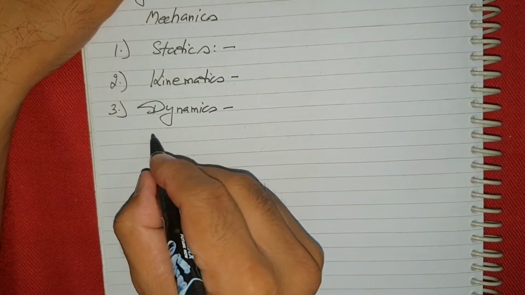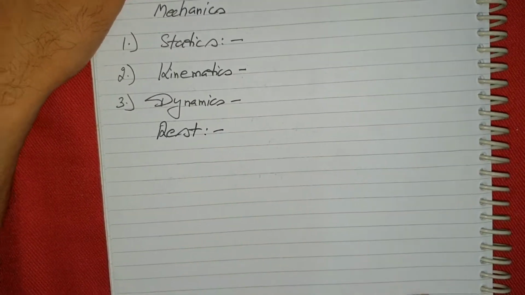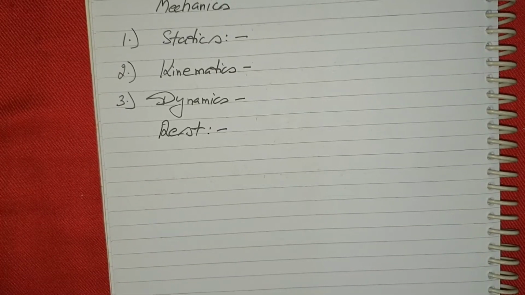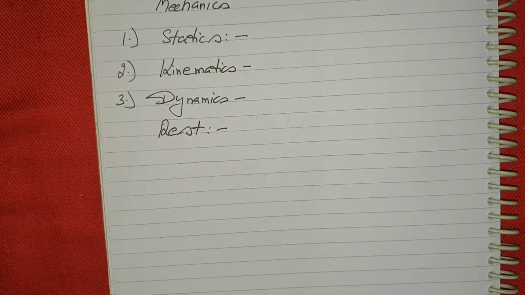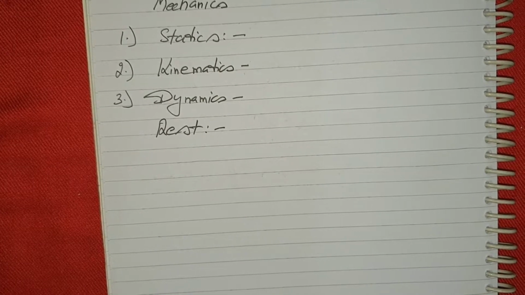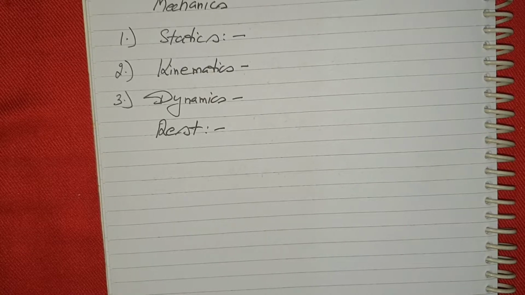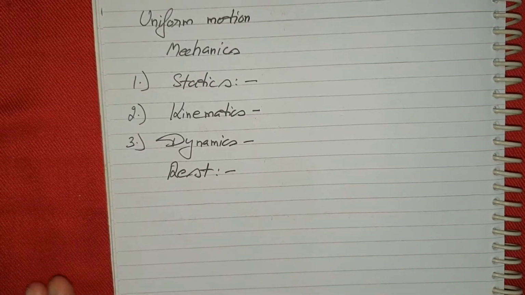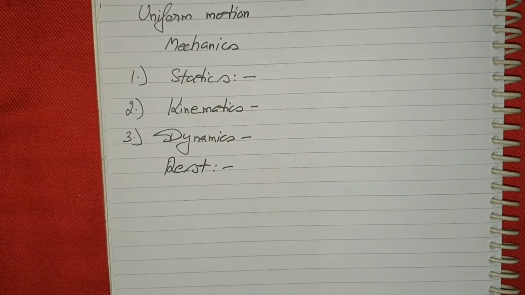So, now, how to define rest? A body is said to be at rest when its position with respect to the surrounding is not changing. An object is said to be at rest if it does not change its position with time with respect to its surrounding. For example, this book which is lying on the table is at rest for the person who is sitting next to it, for me, for you and everyone.